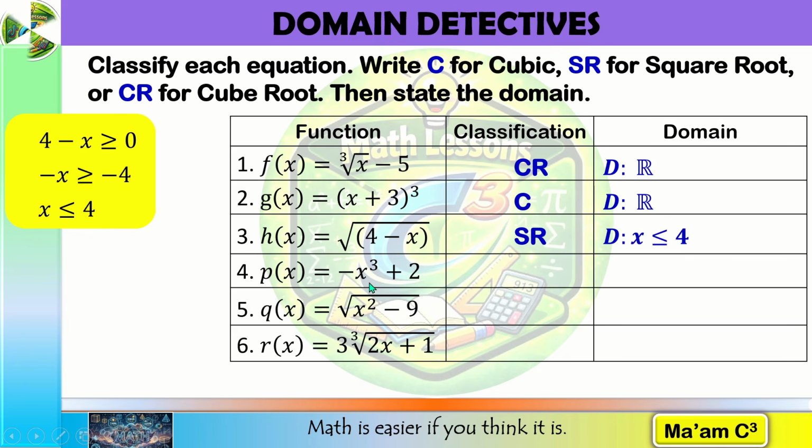Number 4, we have -x cubed plus 2 raised to the third power. This is cubic. Once again, the domain is the set of all real numbers. Number 5, the square root of x squared minus 9.